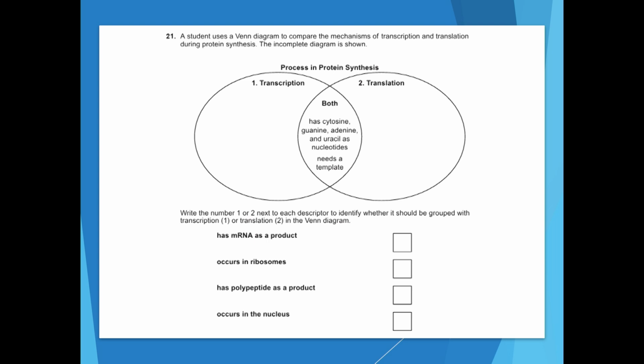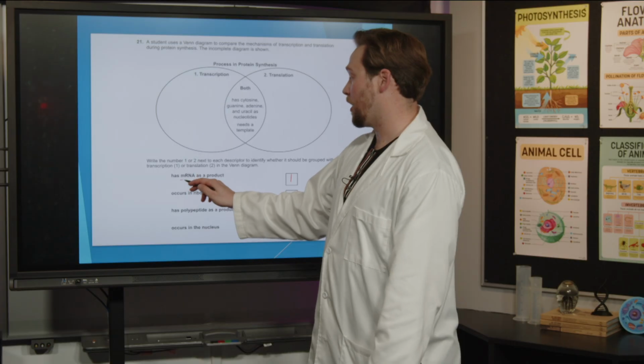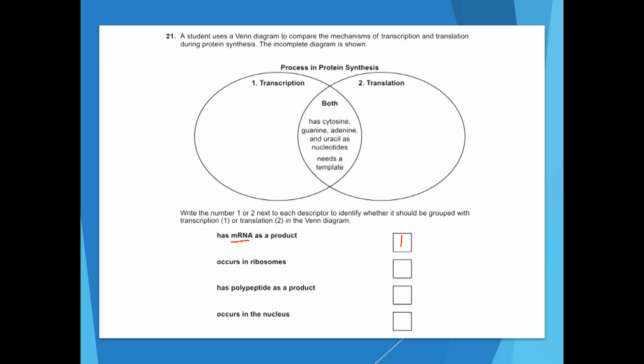Okay, well that's definitely transcription. Remember that during transcription, we use our DNA to make messenger RNA, right? So that's the first part of this whole protein synthesis, DNA to messenger RNA, and that happens during transcription.